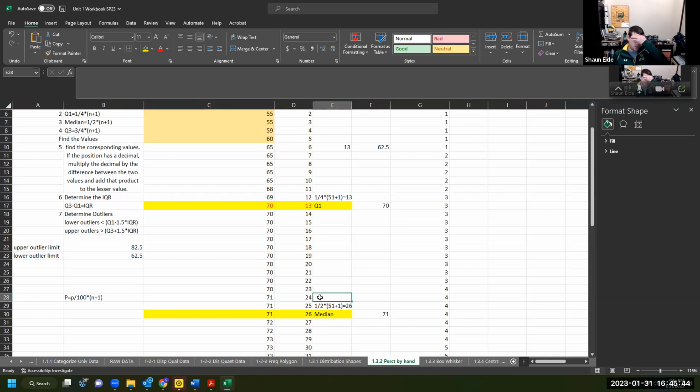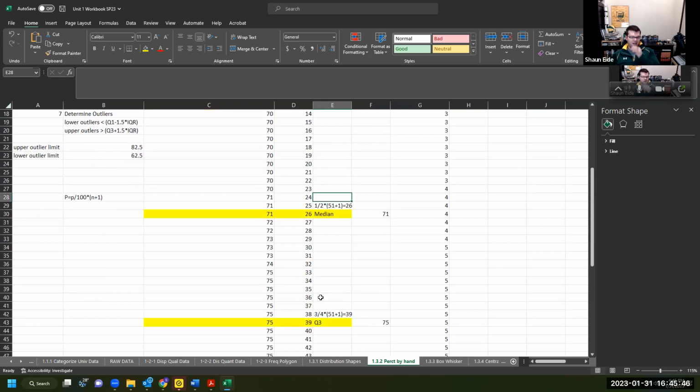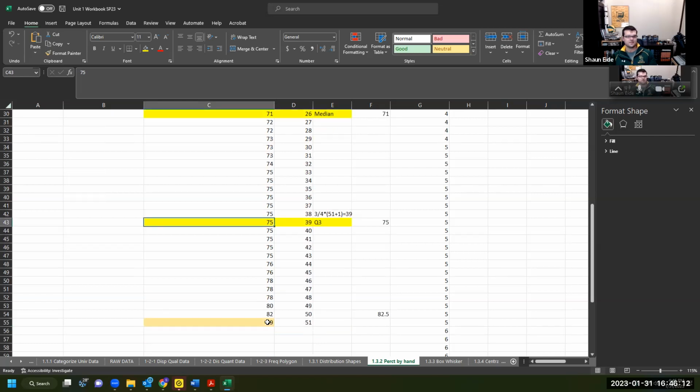And then Q3 is going to be 3/4, and that's because there's a total of 4 quartiles. It's 3/4 for the third quartile multiplied by 51 plus 1 equals 39. So you go down to the 39th value, the 39th position, and the corresponding value is 75. And so that's how you go about doing that.